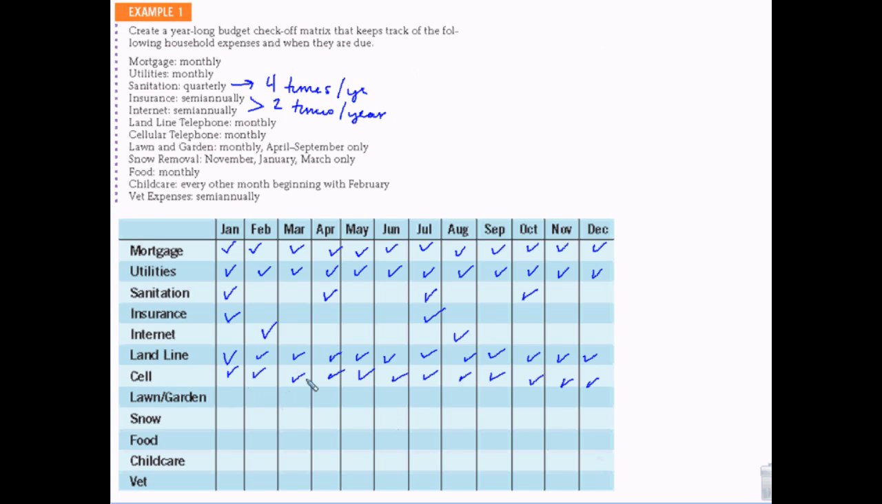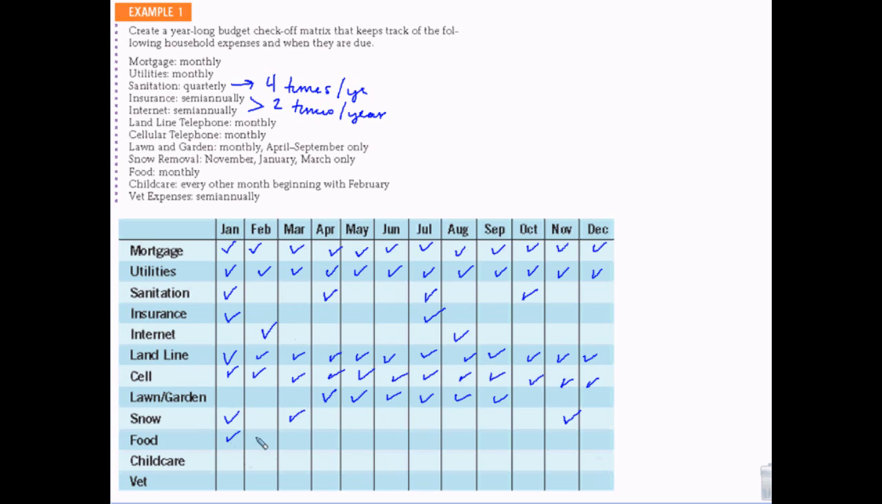April through September only. And that makes sense because your grass doesn't grow as much in the winter in certain parts of the year or country. Florida, it doesn't matter, your grass just grows. But other places it's snowing here, so they don't have to pay for gardens. Snow removal: November, January, and March. Well, not really here, but if you live up north.